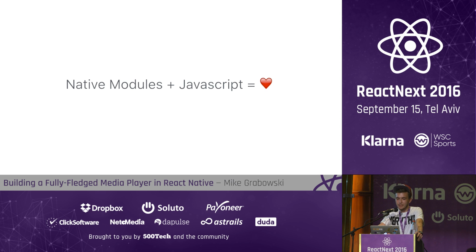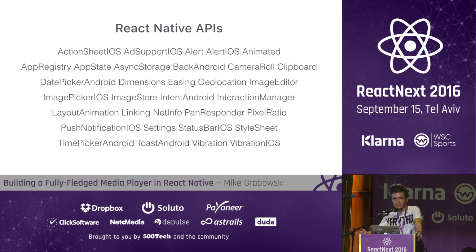Wasn't React Native the solution for writing cross-platform mobile apps without knowing anything about native code, just React and JavaScript? So let's take a look. Here's the list of all the React Native APIs as of now. There is some stuff to control alerts, action sheets, animations, vibrations, more or less 45 APIs. Is that all a mobile app can do for us?